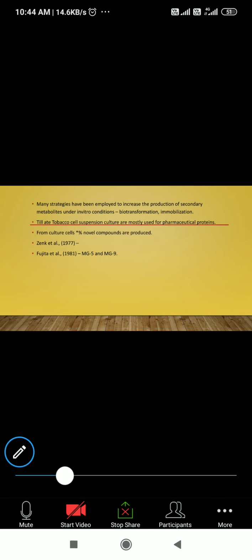So Zenk reduced, or sometimes eliminated, phytohormones from the medium, especially 2,4-D, which is an auxin. Second, he did reduction of phosphate level. When he went for the production of secondary metabolites from the plant cells under in vitro conditions, he reduced the phosphate level.